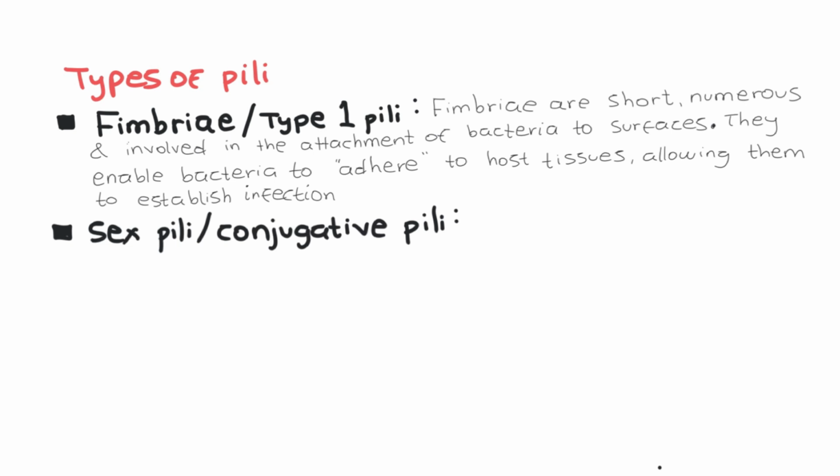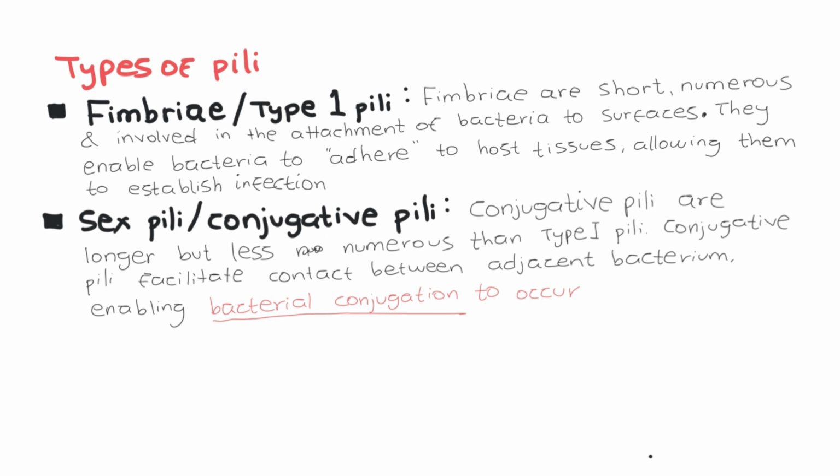Now moving on to sex pili, also known as conjugative pili. Conjugative pili are longer but less numerous than their type 1 pili counterparts. Conjugative pili facilitate physical contact between adjacent bacterium, enabling bacterial conjugation to occur.